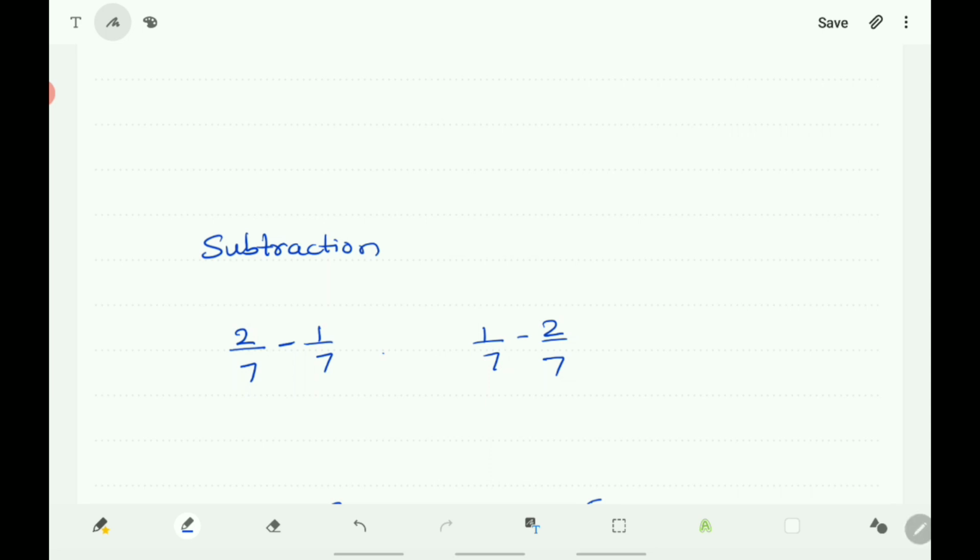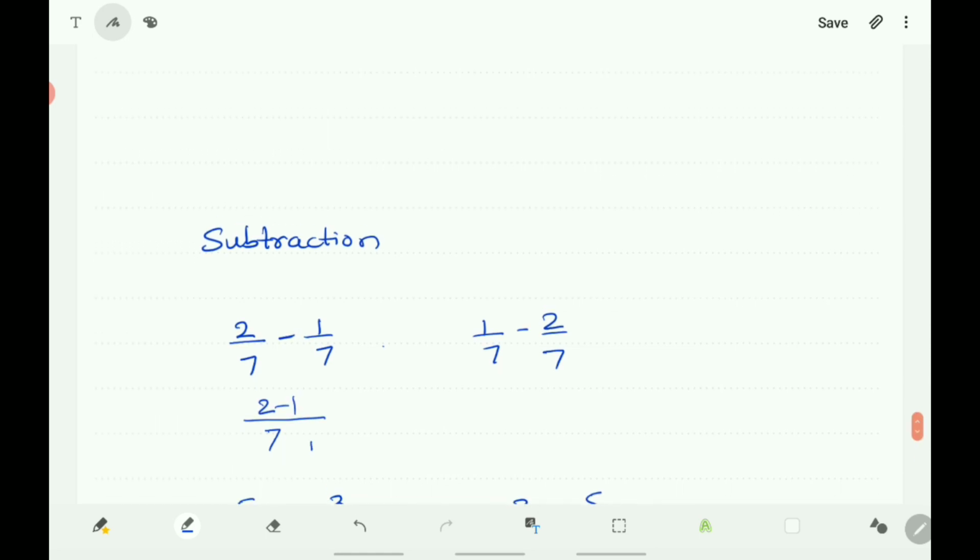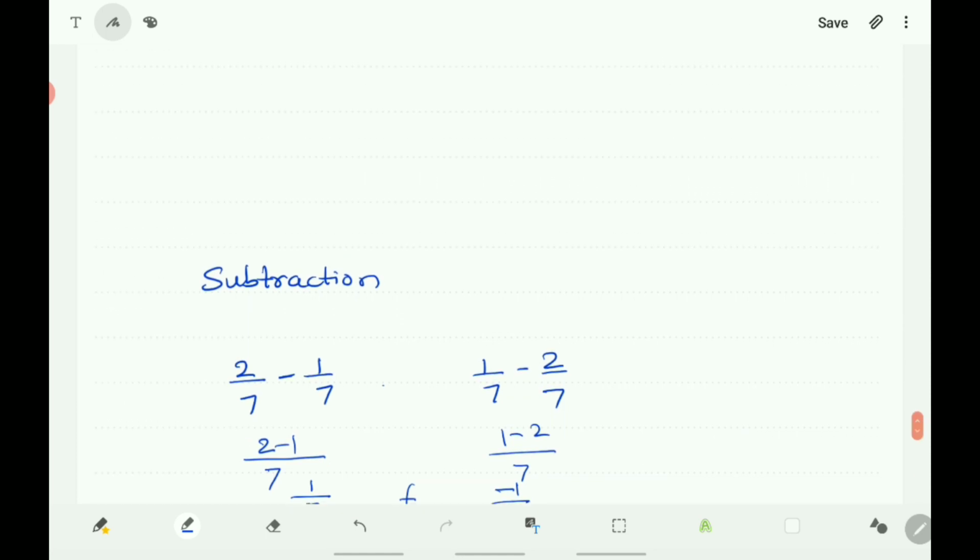Here, if you subtract 1 by 7 from 2 by 7, you know that 7 is the LCM, that is the denominator here, and 2 minus 1, that is, you get 1 by 7 here. And here you subtract 2 by 7 from 1 by 7, and the LCM is again 7, that is 1 minus 2. You get minus 1 by 7. So you know that 1 by 7 is not equal to minus 1 by 7. Therefore, 2 by 7 minus 1 by 7 is not equal to 1 by 7 minus 2 by 7.